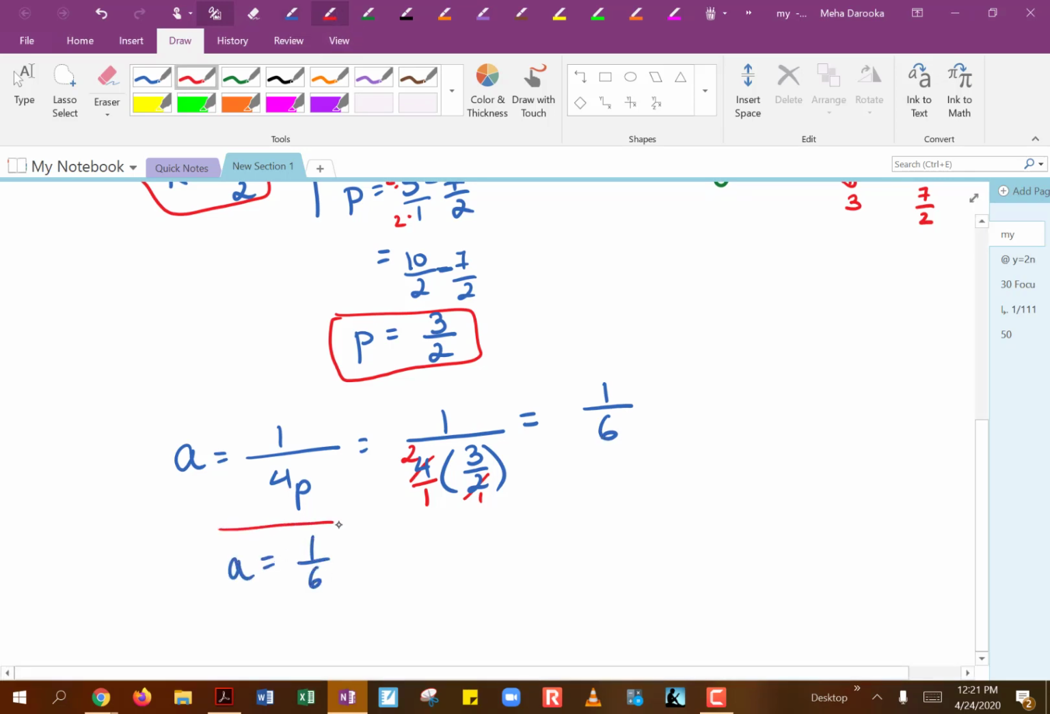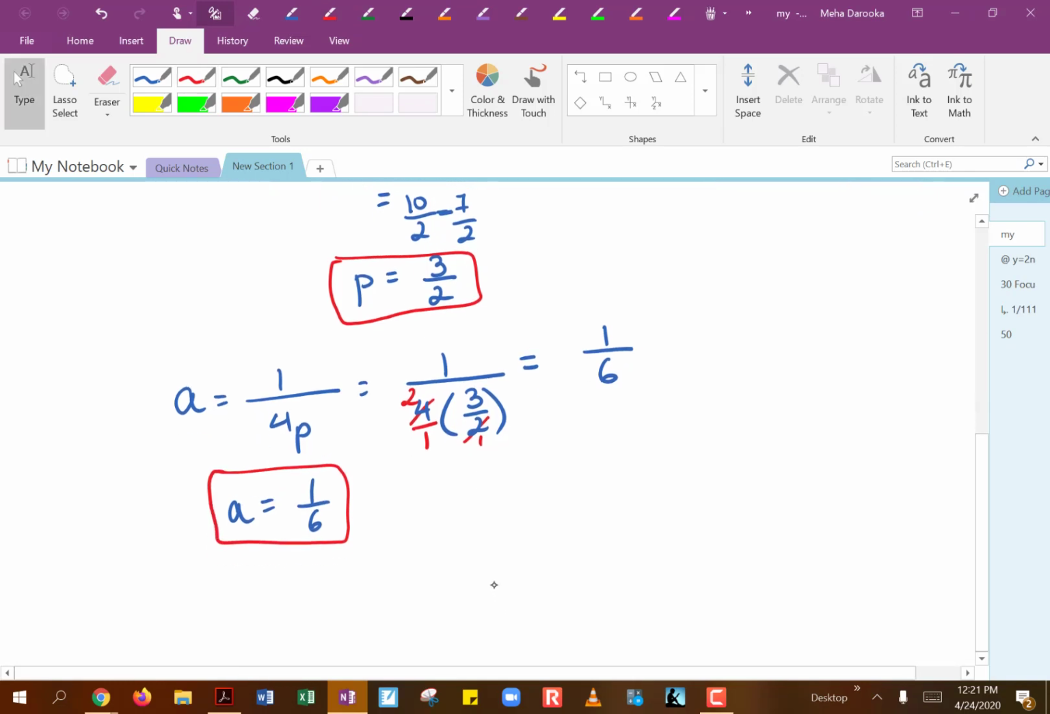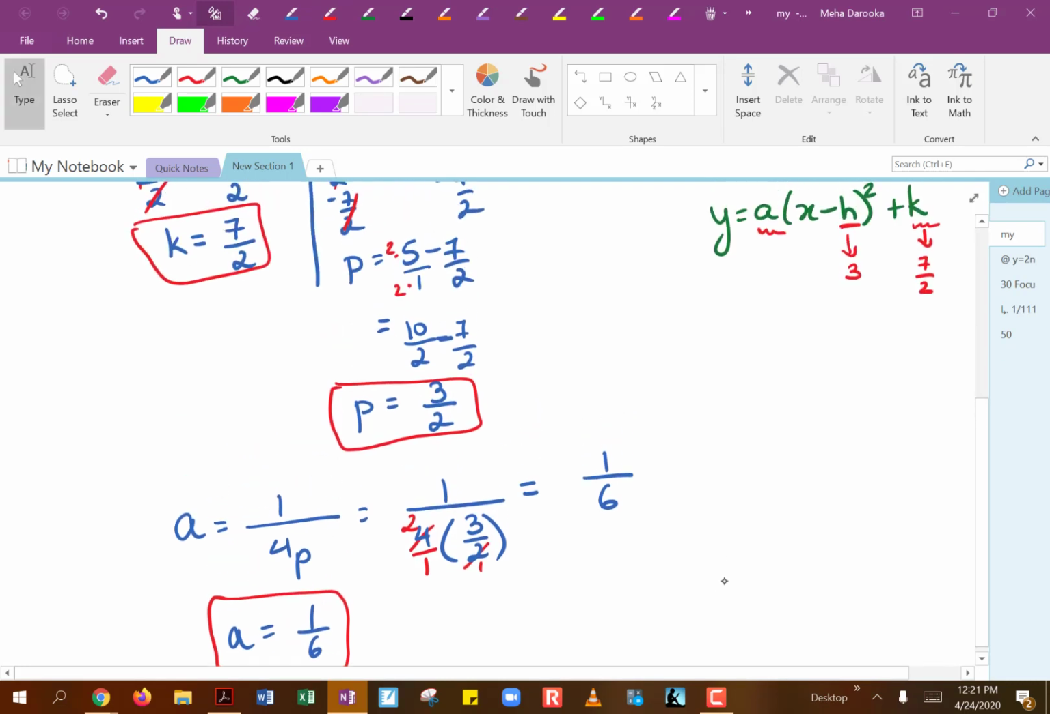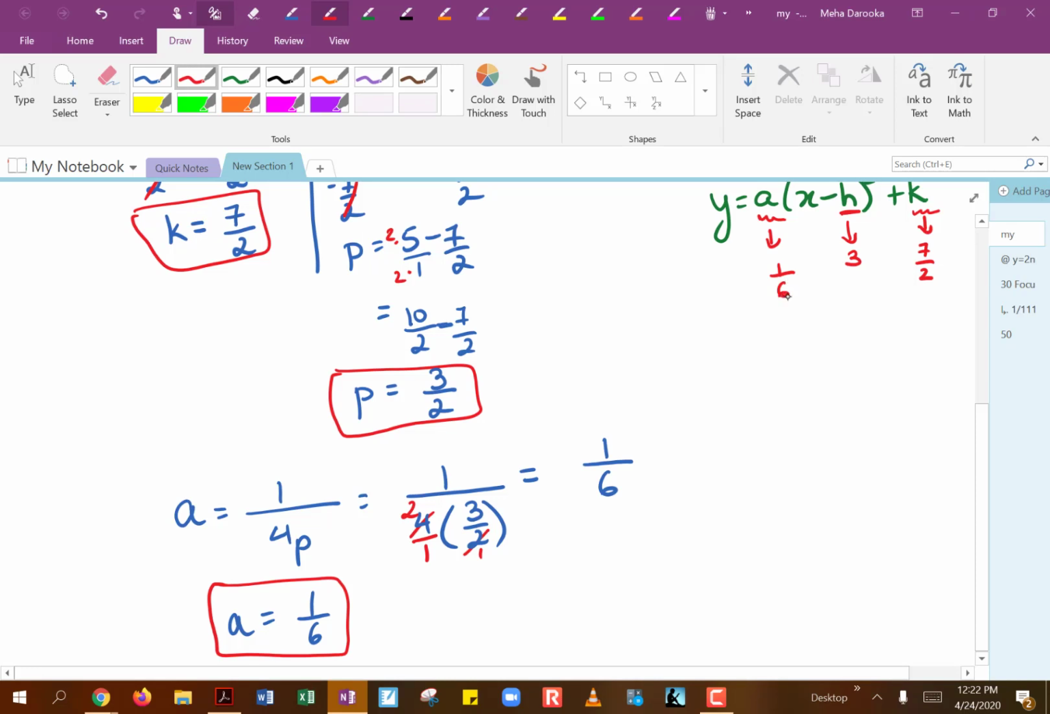And you can always plug this into your calculators, but just make sure you don't leave them as decimal answers. We do not want decimal answers. We want fractions, reduced fractions in our equation over here. Okay, so now we also have our a value, which is 1/6.